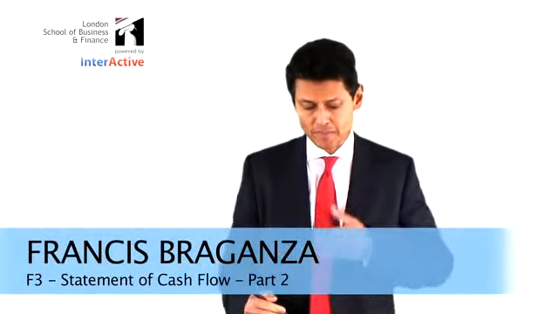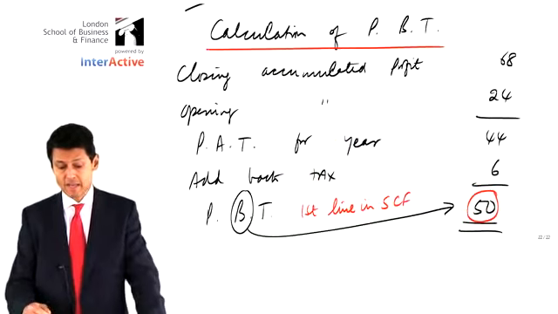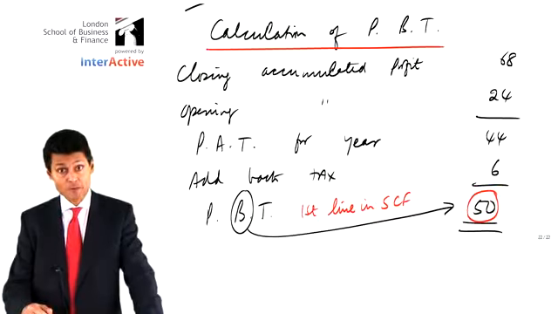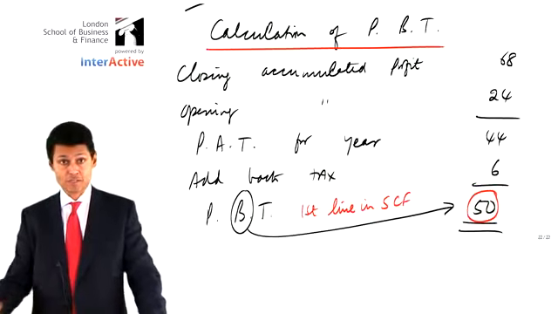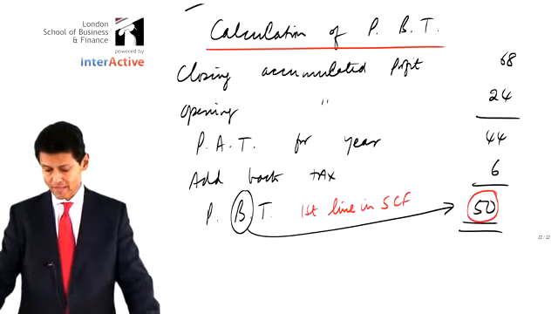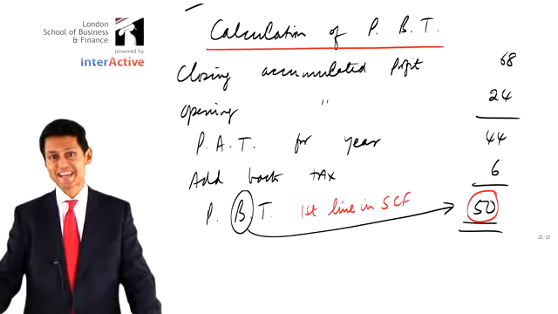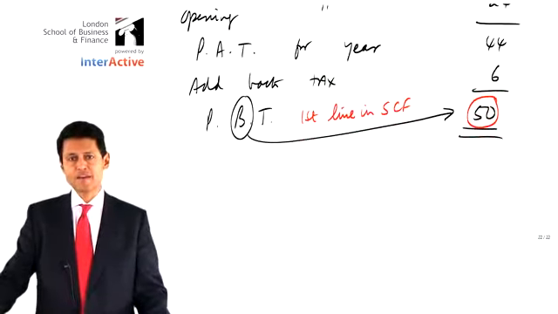So a quick recap on the calculation of the profit before tax. You start with your accumulated profit at the end of the year, which happens to be 68,000 in this case, 68. The opening accumulated profit is 24, and therefore the profit after tax for the year is 44. Now, had the cash flow statement said start with profit after tax, I would have been quite happy with 44. But of course it doesn't say that, does it? It says profit before tax. So what do we do? Just add back the tax. And so that's very, very simple indeed.